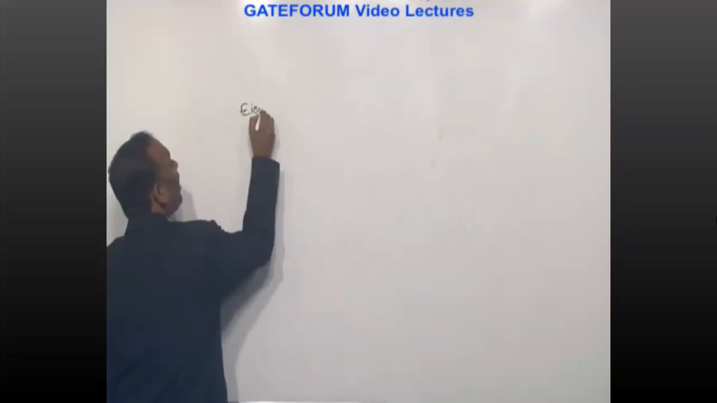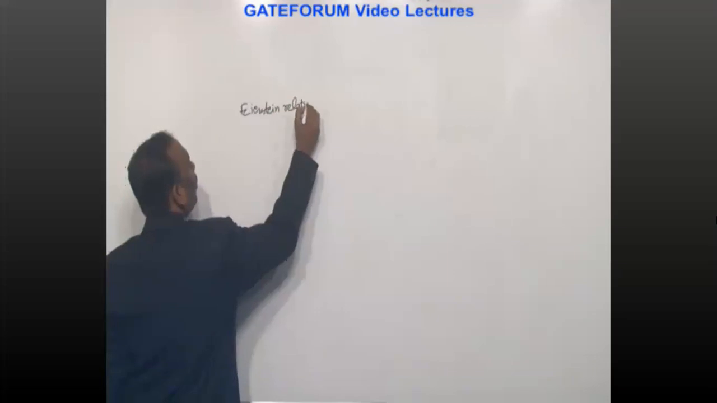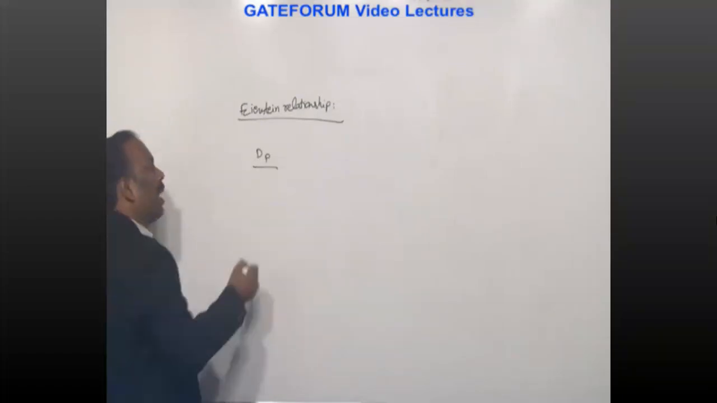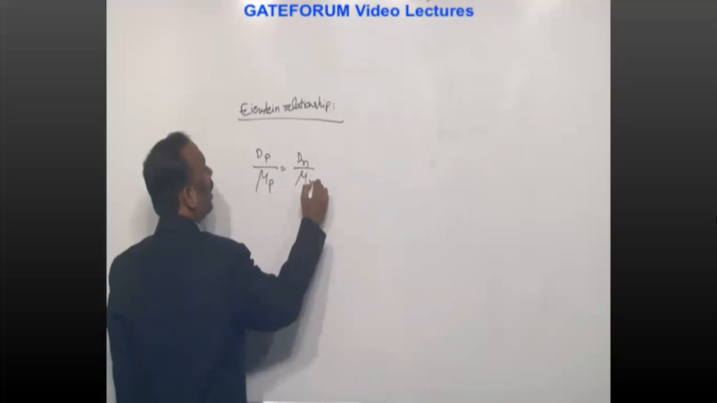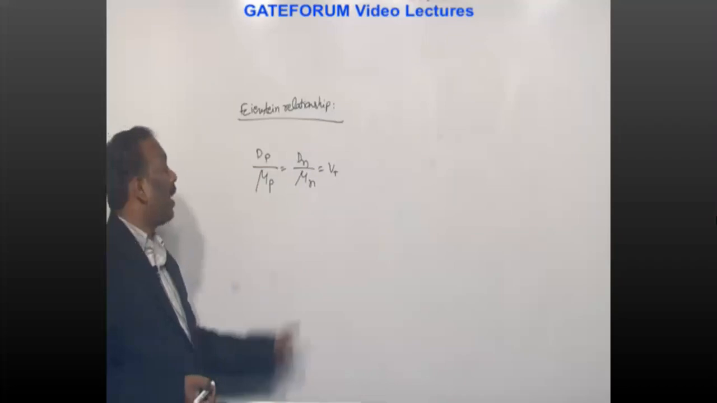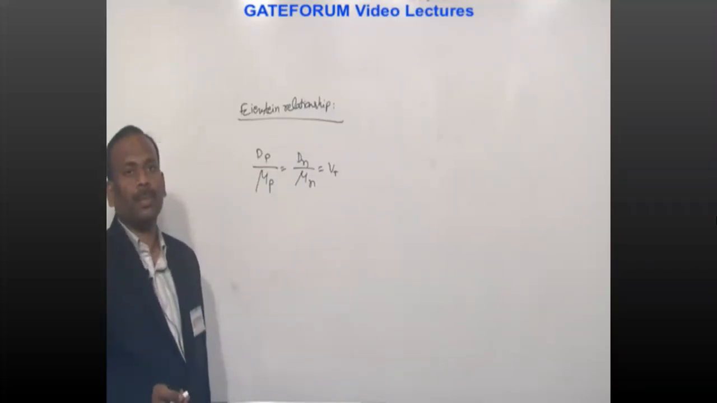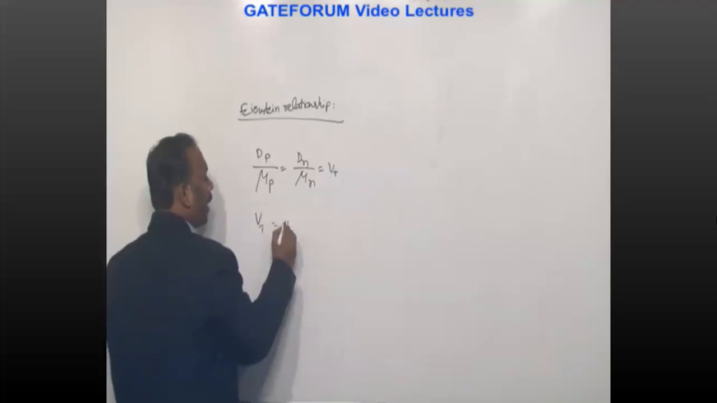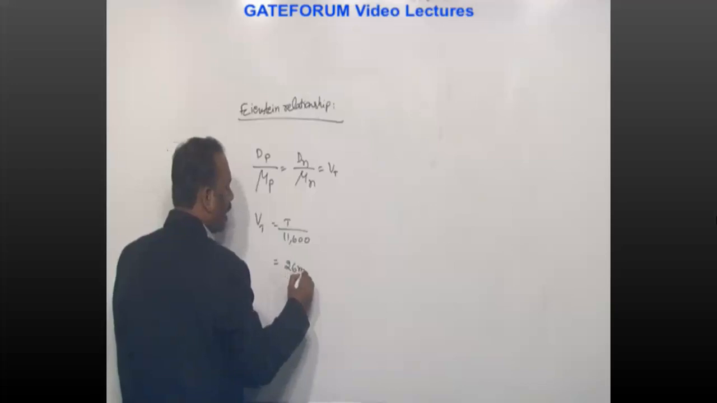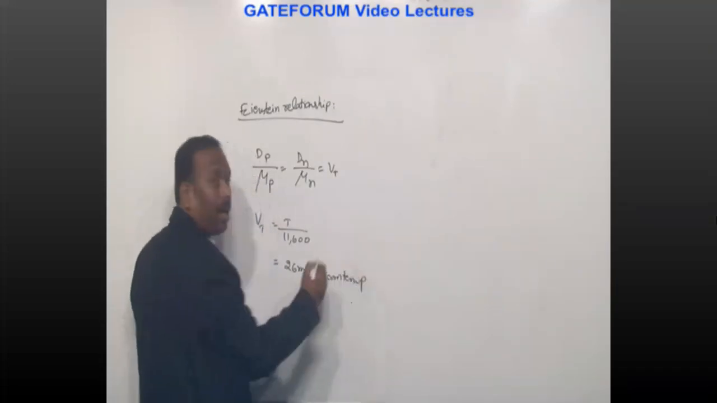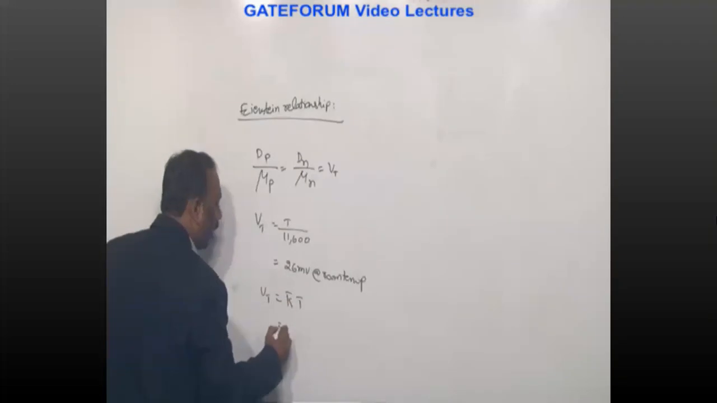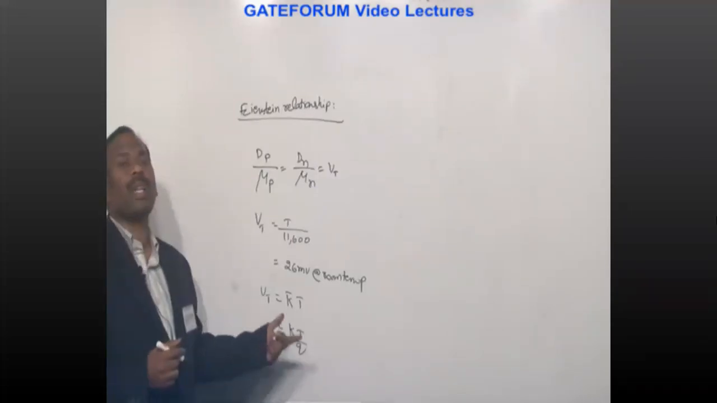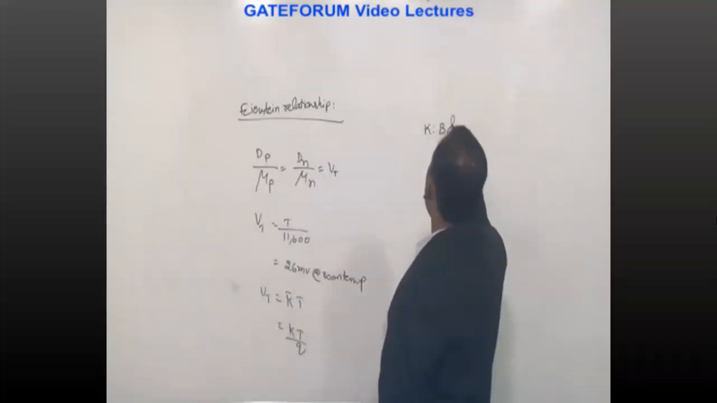There is one relation known as the Einstein relation, which is also important for problems. D_p, the diffusion constant for holes, divided by mobility mu_p, equals D_n by mu_n, equals V_T. What is V_T? Volt equivalent of temperature. This equation is called the Einstein relationship. Here V_T is T by 11,600, or 26 millivolts at room temperature, or V_T is k-bar T, or it is also called kT by q. What are k and k-bar? k or k-bar is called the Boltzmann constant.